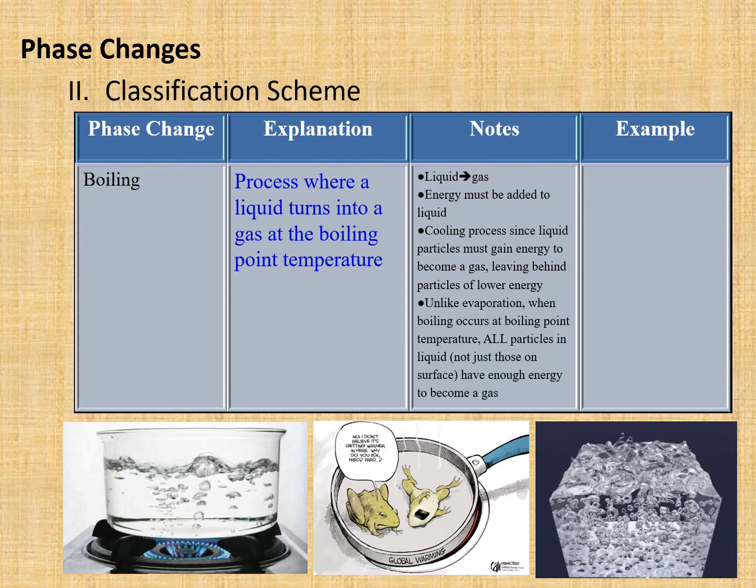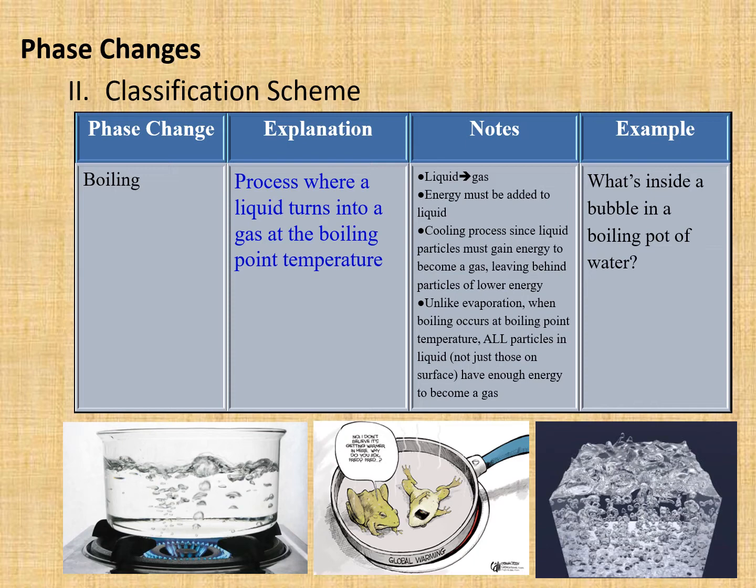But unlike evaporation, when boiling occurs at the boiling point temperature, all the particles in the liquid, not just those on the surface, but all the particles have enough energy to become a gas. Remember that evaporation involves only the surface particles changing phase. So looking at an example here, we ask the question, what's inside of a bubble in a boiling pot of water?